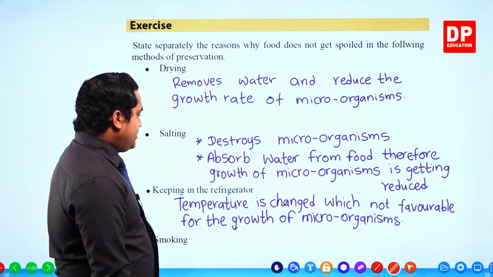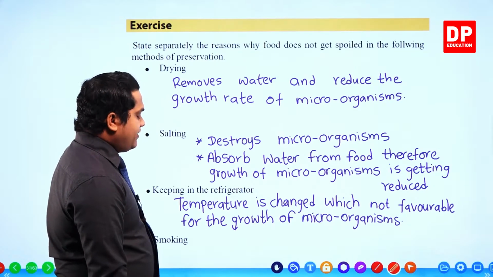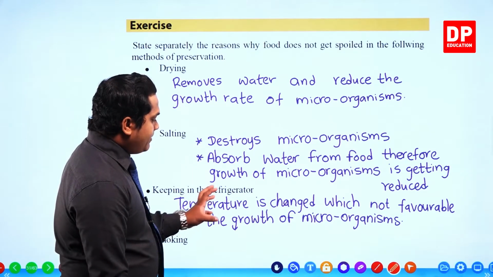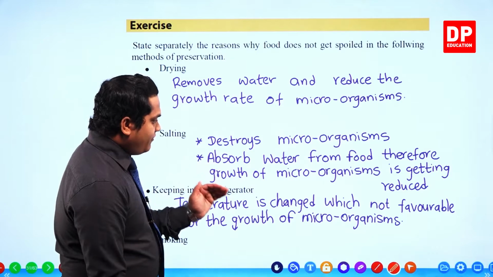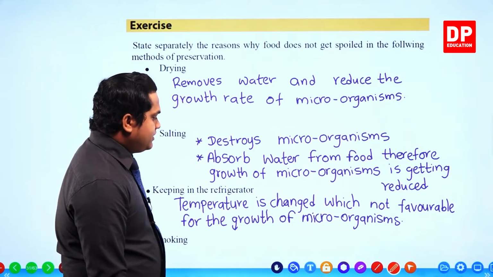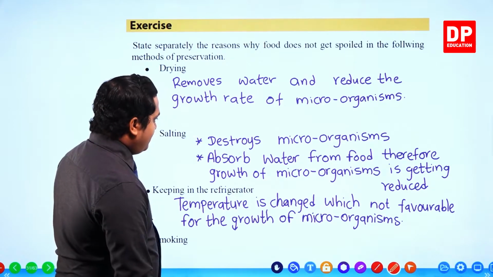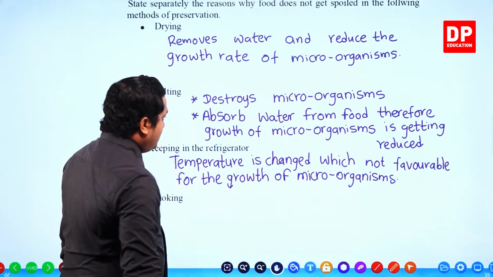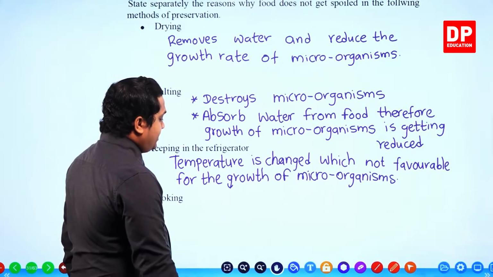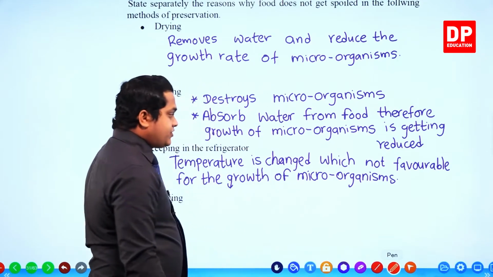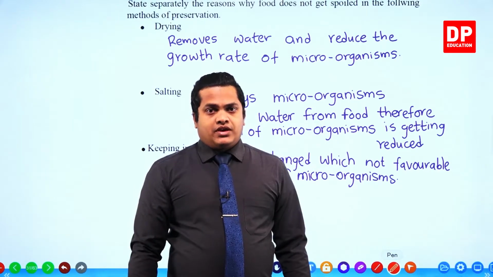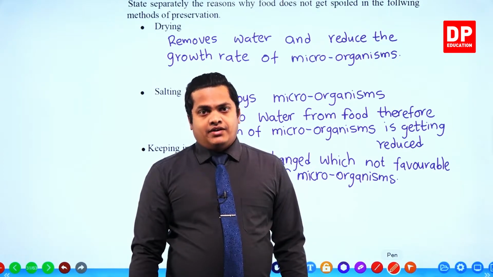So in freezing, my dear children, or keeping in refrigerator, here we are changing temperature. So when the temperature is changed, it is not favorable for the growth of microorganisms. Then the final one, smoking. So in smoking, like in salting, we are going to destroy microorganisms by the chemicals in smoke. And upon smoking, the food item is getting dried out and water is getting evaporated.